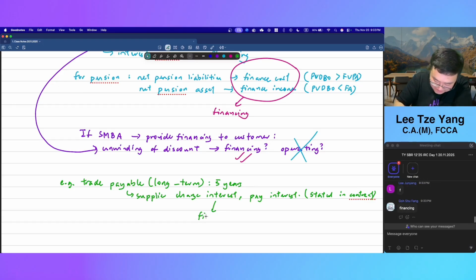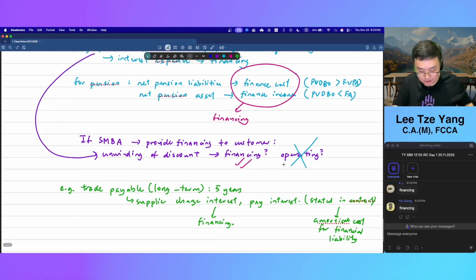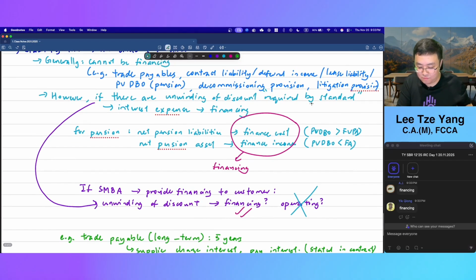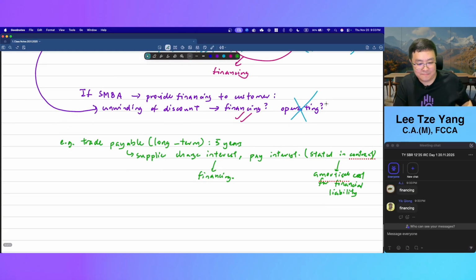Okay, yeah, correct. This is financing. No problem. I think we all can agree, financing. Okay, why? We apply amortized cost. In this case, amortized cost for a financial liability. Okay, we apply amortized cost for a financial liability. This one is 5 years, then for the interest we use the amortized cost method. So it is an unwinding of discount required by the standard. Okay, so that's the idea.